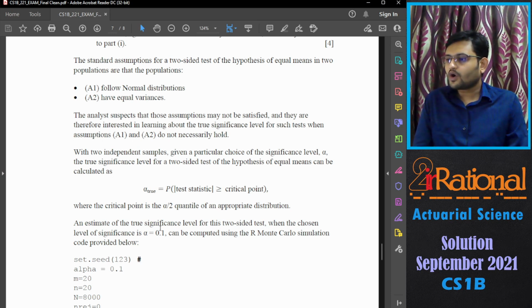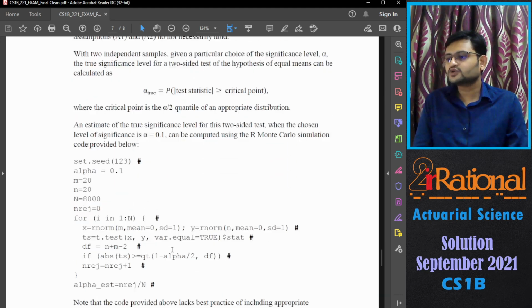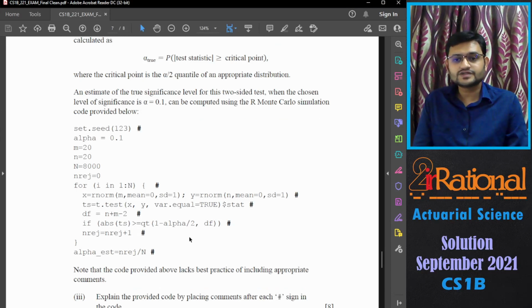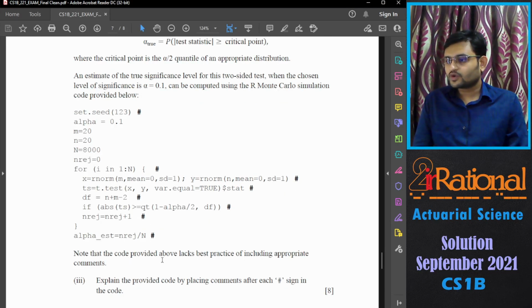The estimate of the true significance level of this two-sided test, when the chosen level of significance alpha is equal to 0.1, can be computed using the R Monte Carlo simulation code provided below. So in this case, they have even provided us the code. We don't have to write this code. Note that the code provided above lacks the best practice of including appropriate comments. We have to just write down the comments.